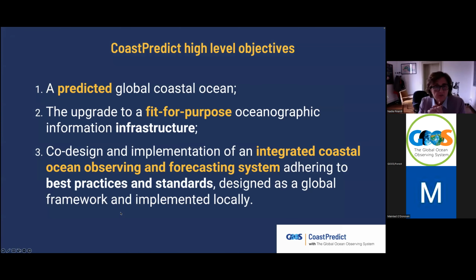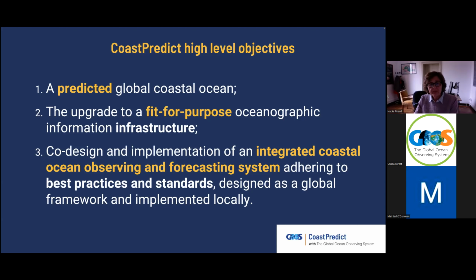So CoastPredict high-level objectives. First of all is to have predictions for the global coastal ocean, every place along the global coastal ocean. Maybe there will be different degrees of achievement depending on the difficulty and also the existing infrastructure at this time, but hoping to bring everything by the end of the decade and especially after the decade to a very good level if we develop well, and then upgrade the fit-for-purpose oceanographic information infrastructure, which is fundamental even more here. You see now that the ocean forecasting at the coast is connected to having the open ocean part.